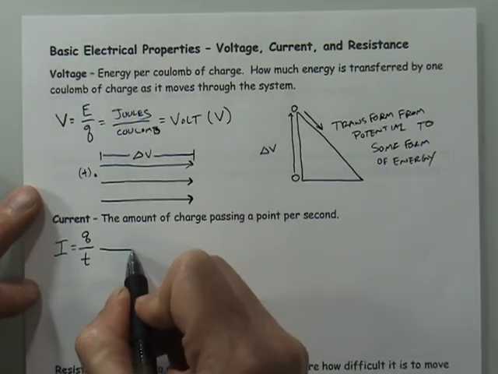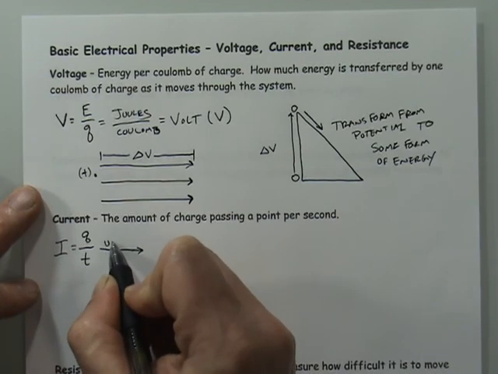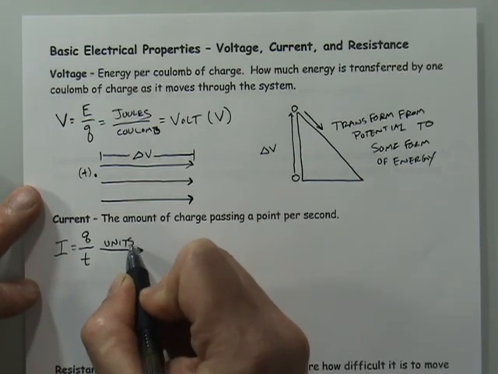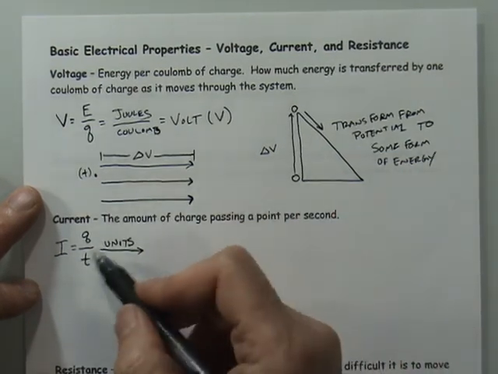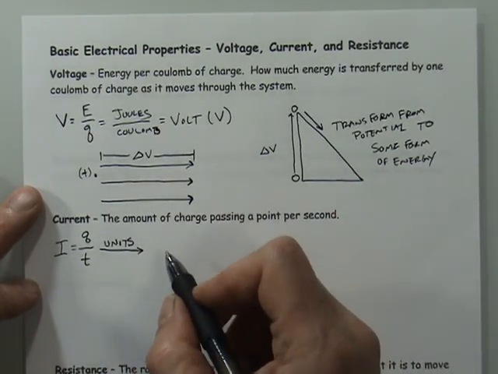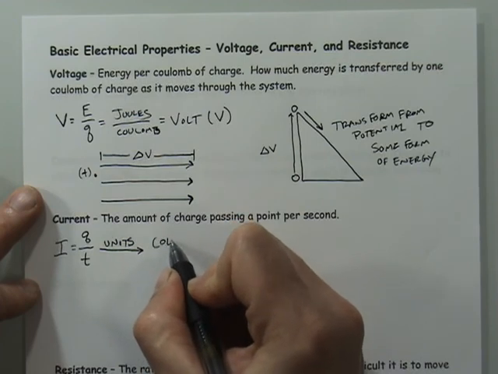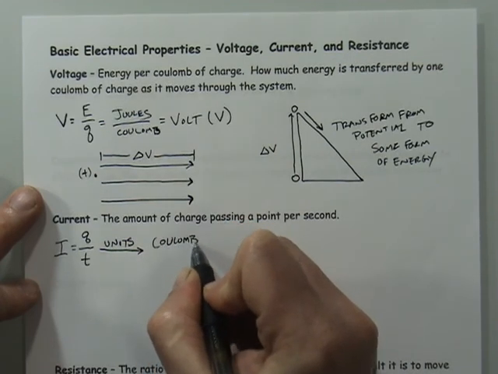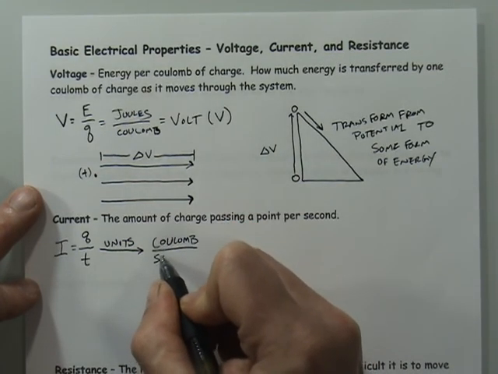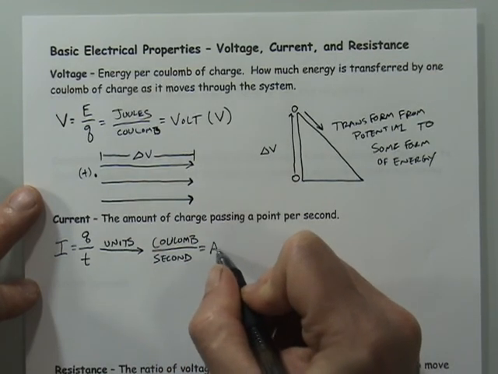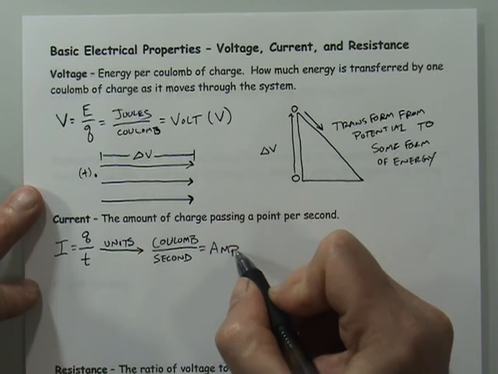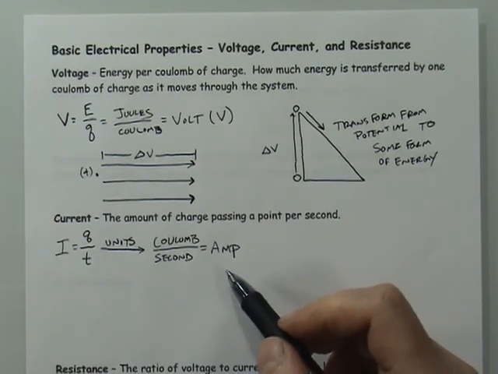Now, these guys also have new units to think about. The units for charge and time, those are old units, but combining them together is going to create this new unit. So this is a coulomb per second, and a coulomb per second is called an amp. Okay, that's actually short for amperes.